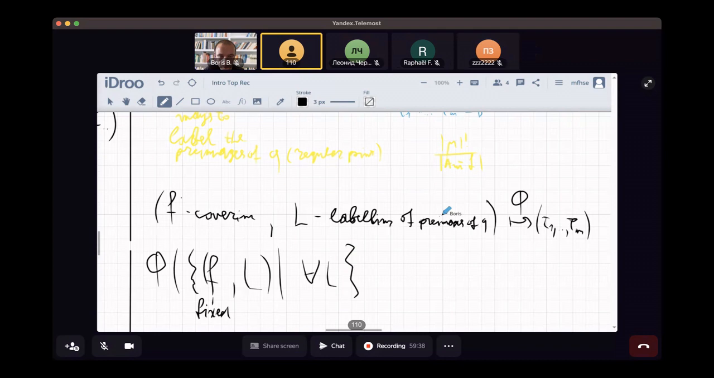This will give you some collection of transpositions, and the point is that the number of those is precisely mu factorial over the automorphisms of F. So this is the claim, right?